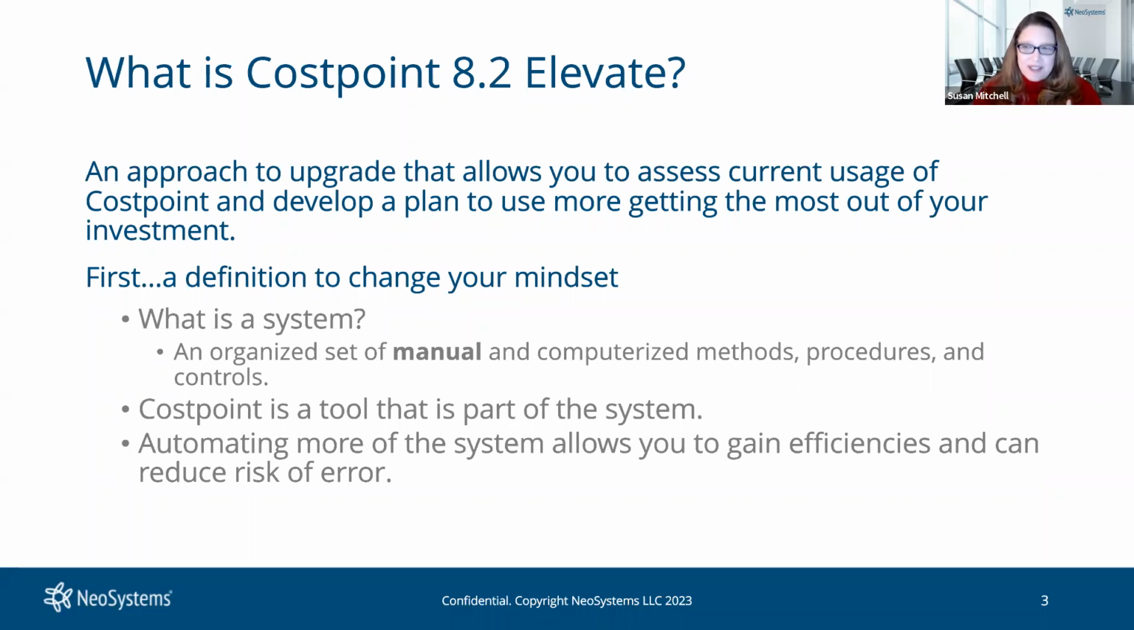But the first thing I want to start with is a definition to level set how you think about this. So what is a system? And many of you are going to say, well, I know what a system is. But I want to point out it's an organized system of manual and computerized methods, procedures, and controls. And you'll understand probably a little bit later why I highlighted manual on this particular slide. Costpoint is a tool that is part of a system. So the more that you can automate in a system, you gain efficiencies and you reduce the risk of error. So it's the fundamental concept of why you want to automate.